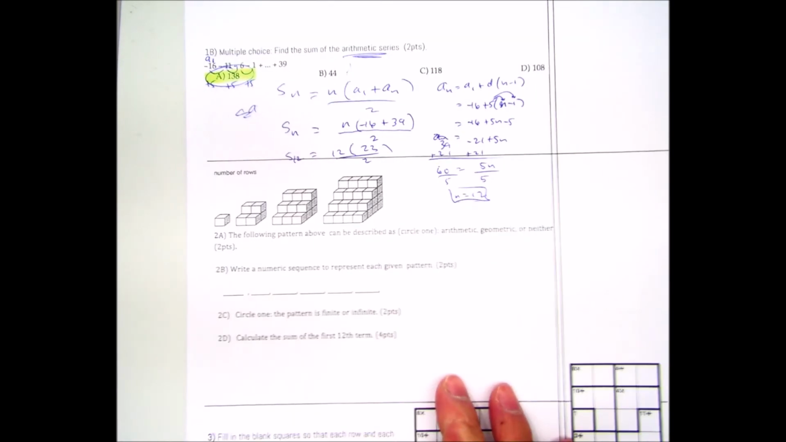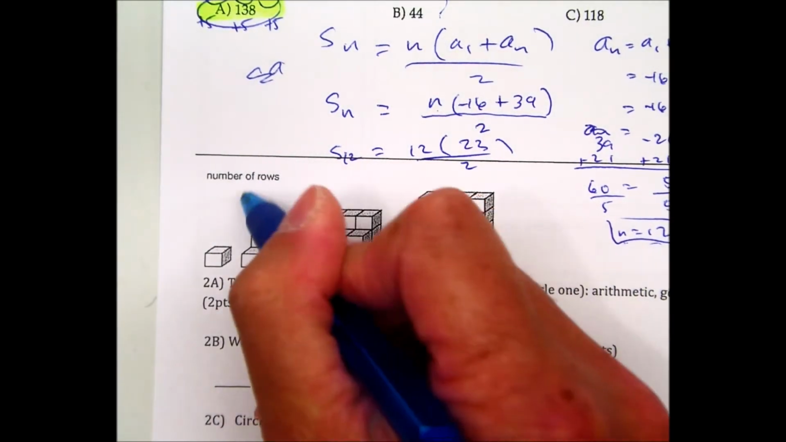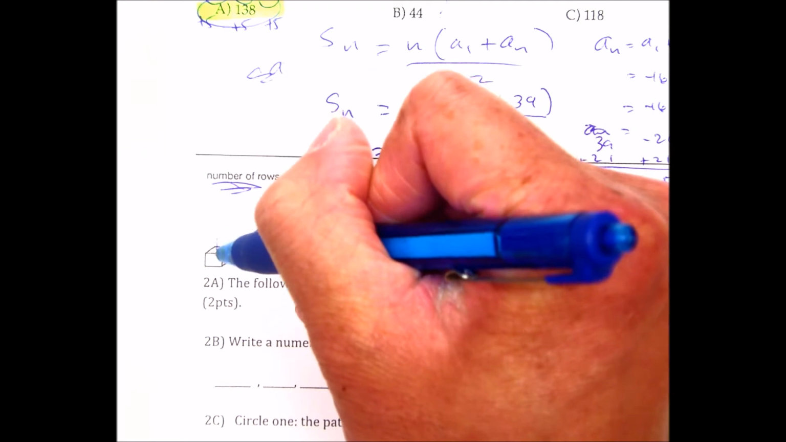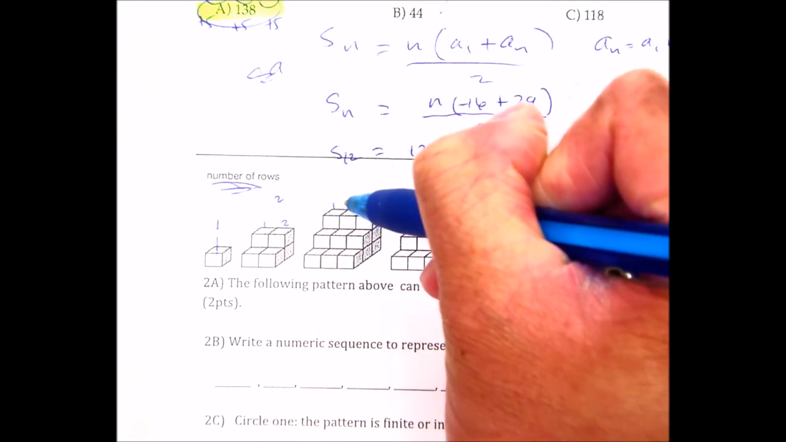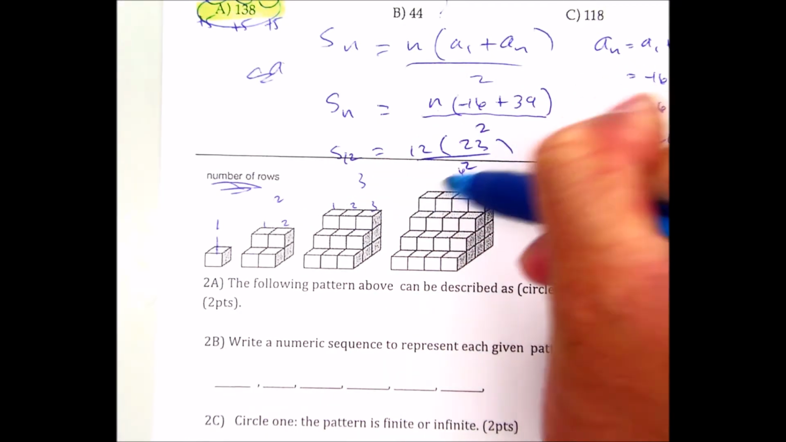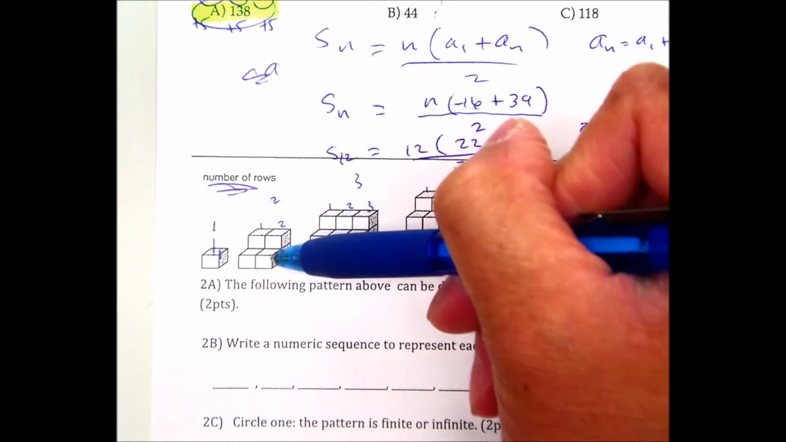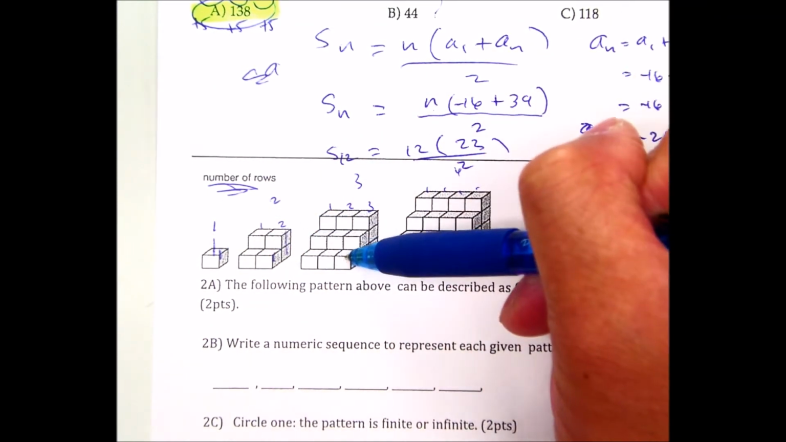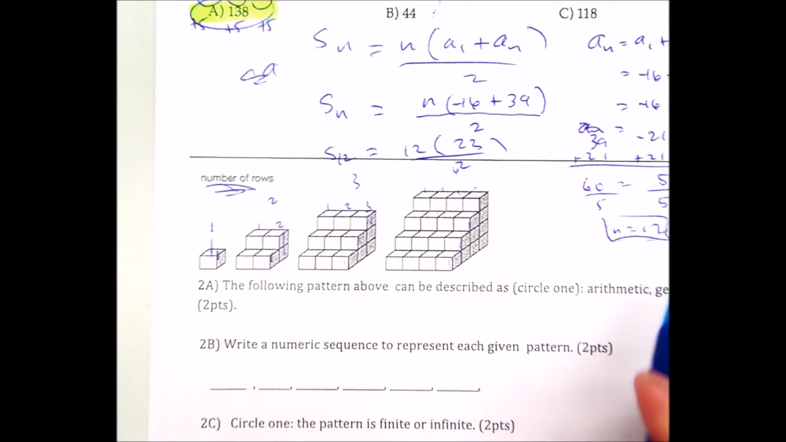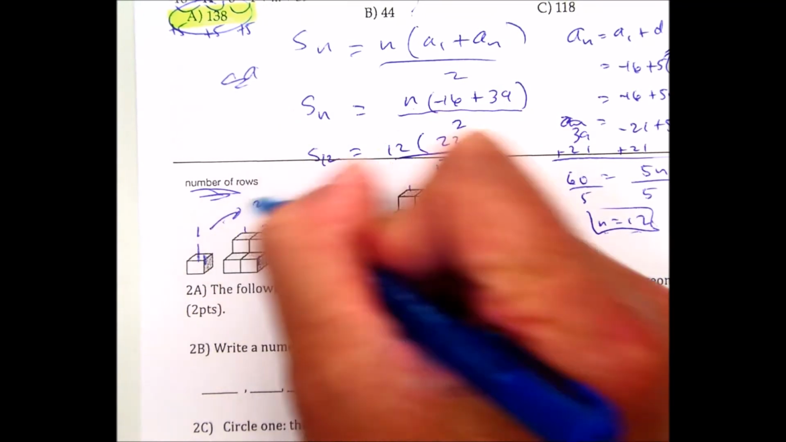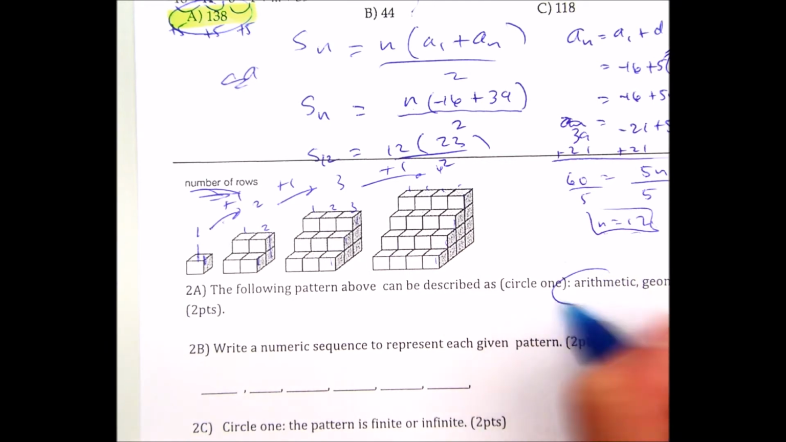Question 2a. It's asking me by the number of rows, so you can count this as a row, so that's 1. So this would be 2, 1, 2, 3, 4, 1, 2, 3, 4. Or if you did it this way, 1, and then 1, and then 2, 1, 2, 3, it's the same thing, 1, 2, 3, 4. Following the pattern described above, I keep just adding 1 to each of those, just adding one more column, so that would be arithmetic.